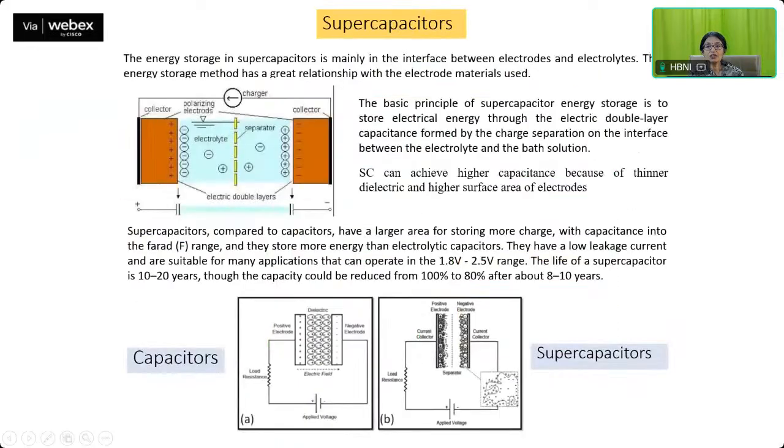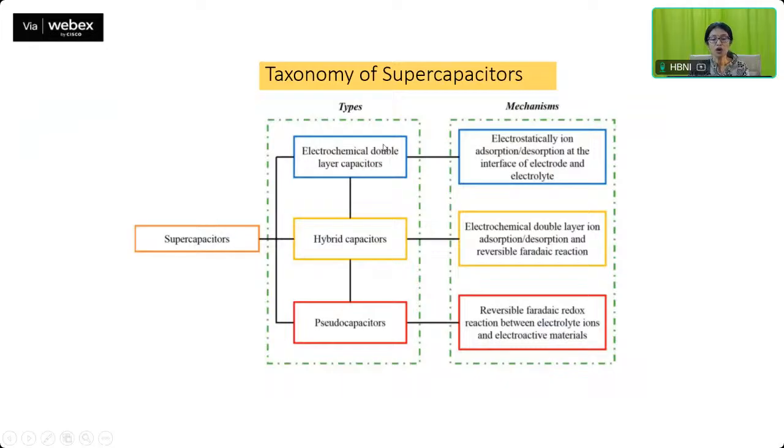If you look into the taxonomy of supercapacitors, you have these different types. One is the electrochemical double layer capacitor. What is the mechanism? In this case, electrostatic ion adsorption or desorption at the interface of the electrode and the electrolyte takes place. The other type is the pseudocapacitor. In this case, you have a reversible Faradaic redox reaction between electrolyte ions and the electroactive elements. So this is a Faradaic process. Electrochemical double layer capacitor is a non-Faradaic process. It generally works via adsorption-desorption at the interface of your electrode and electrolyte.